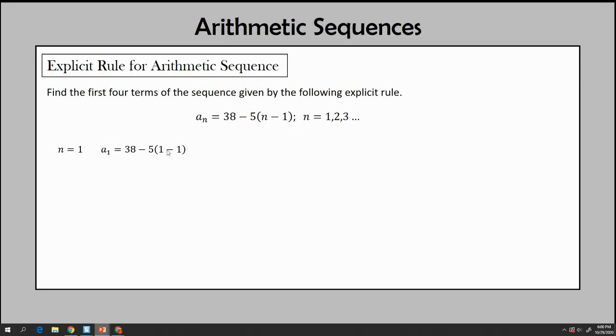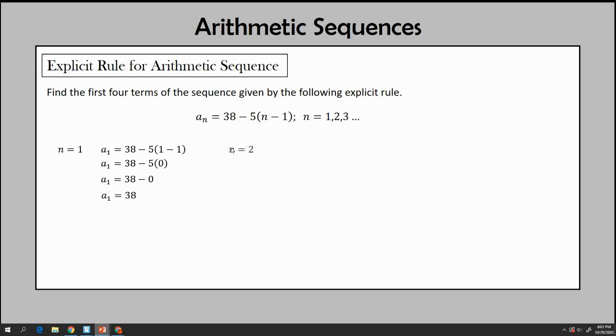To find that, I put 1 in place of n. So I rewrote the equation with 1 in place of the n. a sub 1 equals 38 minus 5 times 0. a sub 1 equals 38 minus 0. a sub 1 is 38. Well, we knew that already because we knew this a sub 1 was right here.